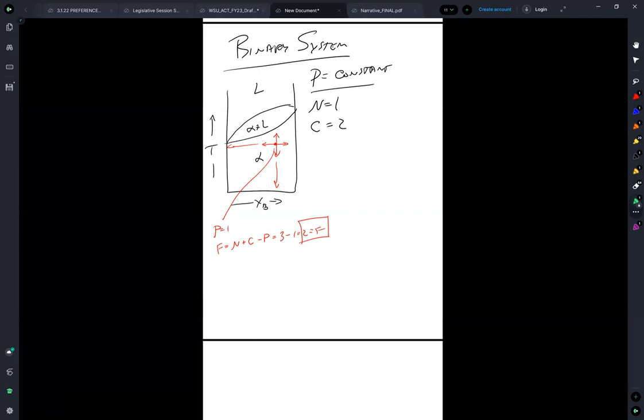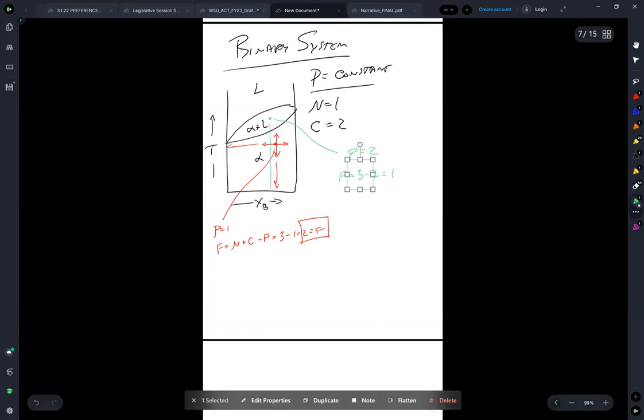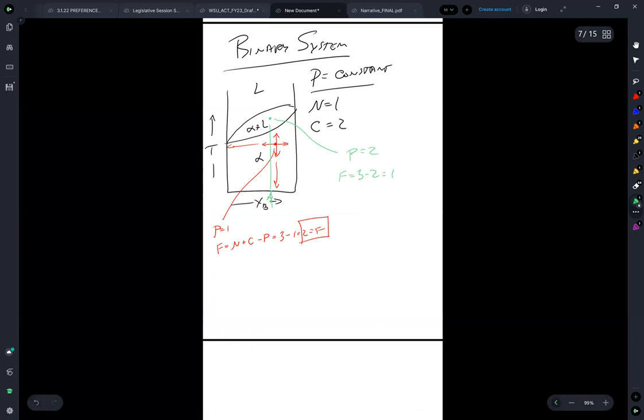Going to a two-phase region here. Now, P equals 2. So F is equal to 3 minus 2, which is 1. What this means is that if I specify one element, for example, let's say I specify the composition, and you have a picture of the system, right? So you get your picture, alpha, alpha, alpha, liquid, and you have your composition, then the temperature is automatically defined.